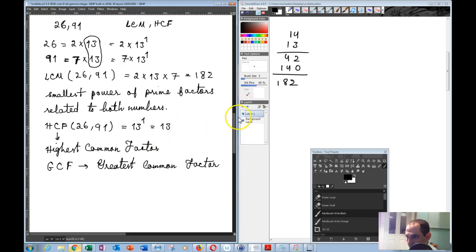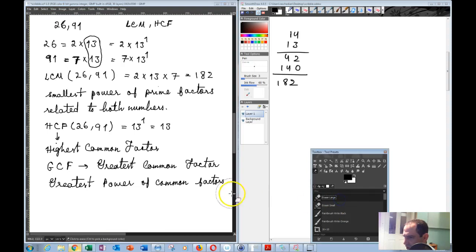Now if you pay attention to how I did this over here, this is the greatest power of common factors. I think before formulating this, I need to see a few more examples, because I always forget this formal way of referring to this, so I don't want to make any mistakes. But once we get through some other examples, I will give you a formal definition for that as well.